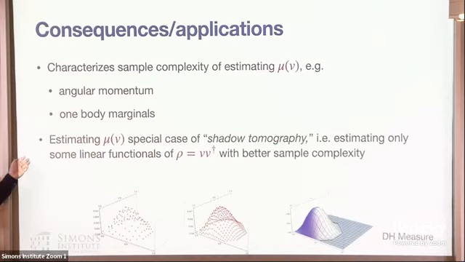And I guess in quantum tomography, a lot of times people care about estimating only some certain linear functionals of the state. The moment map is an example of that. And in shadow tomography, you hope to get a lot better sample complexity. So this is one way I think about this result.